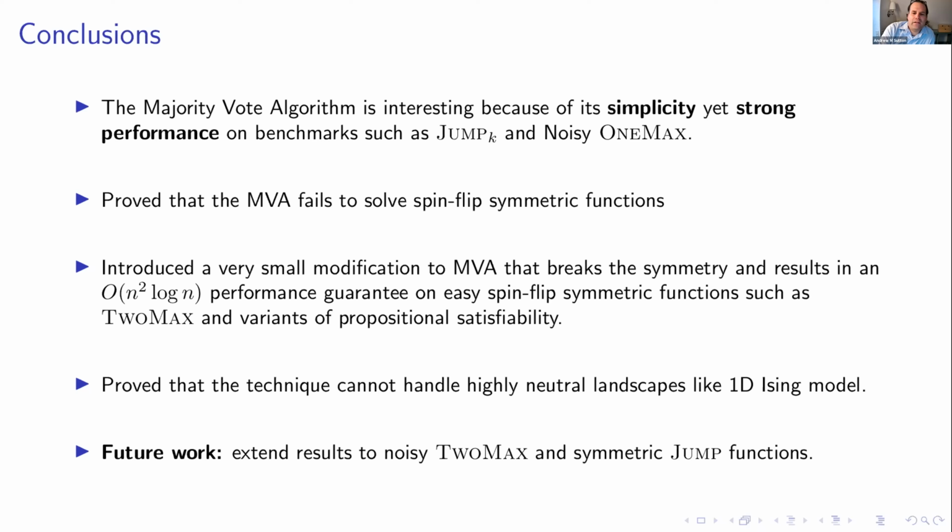We proved that it can't handle highly neutral landscapes like the 1D Ising model. And for future work, we'd like to extend these results to noisy TwoMax, because we have a feeling that it would probably work there, and also to symmetric jump functions. So that is all I wanted to talk about. Thanks very much, and I'm happy to take questions.